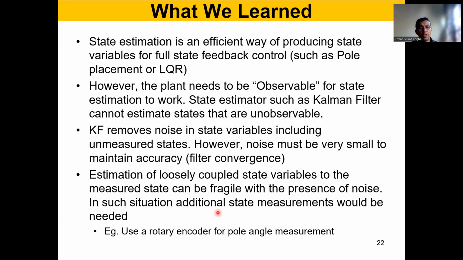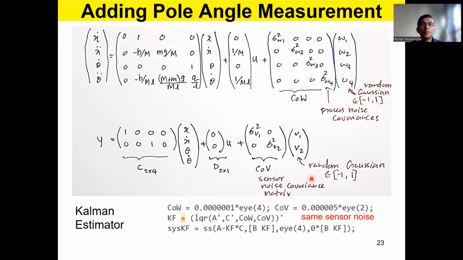So therefore we say use a rotary encoder for pole angle measurement, right? So let's measure the pole angle. Right. So we are actually coming to the end of the session today. Probably we can pull it over.